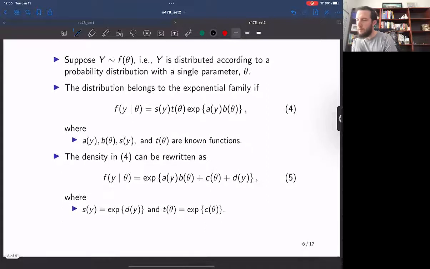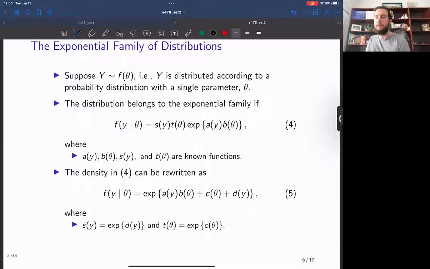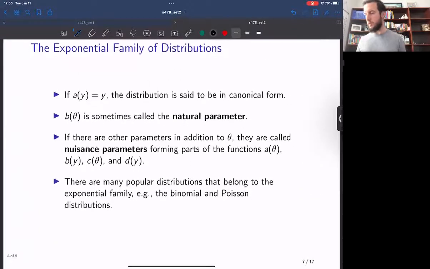All right, so when y follows or belongs to the exponential family of distributions, all that means is that its density function can be written as shown in equation 4 or as shown in equation 5. Okay, so when we have y that belongs to some distribution, if we can show that the density function for that distribution also falls under the structure of equation 4 or equation 5, then we can say that that response variable belongs to the exponential family of distributions. I'm going to show you an example momentarily.